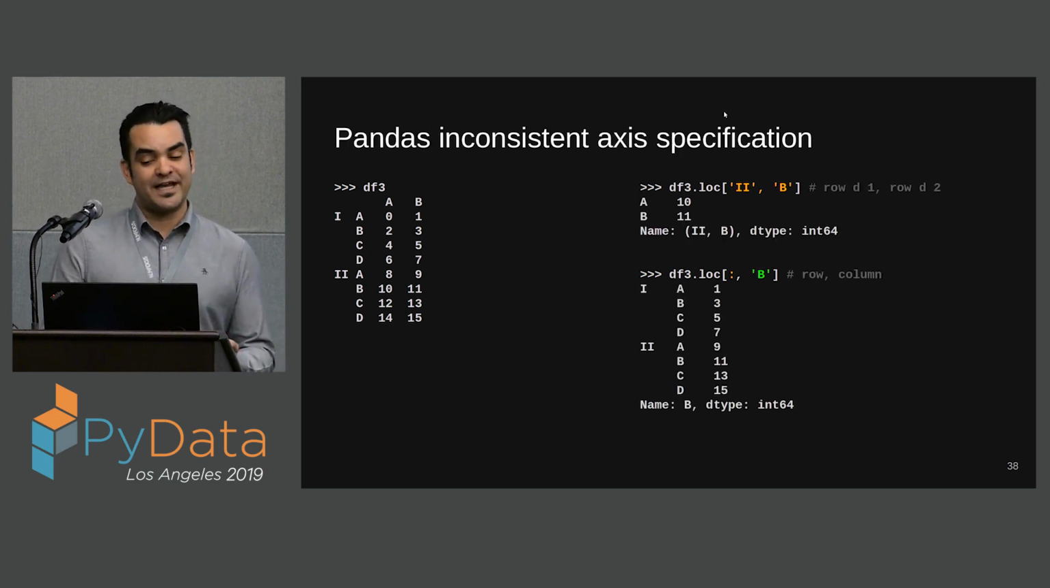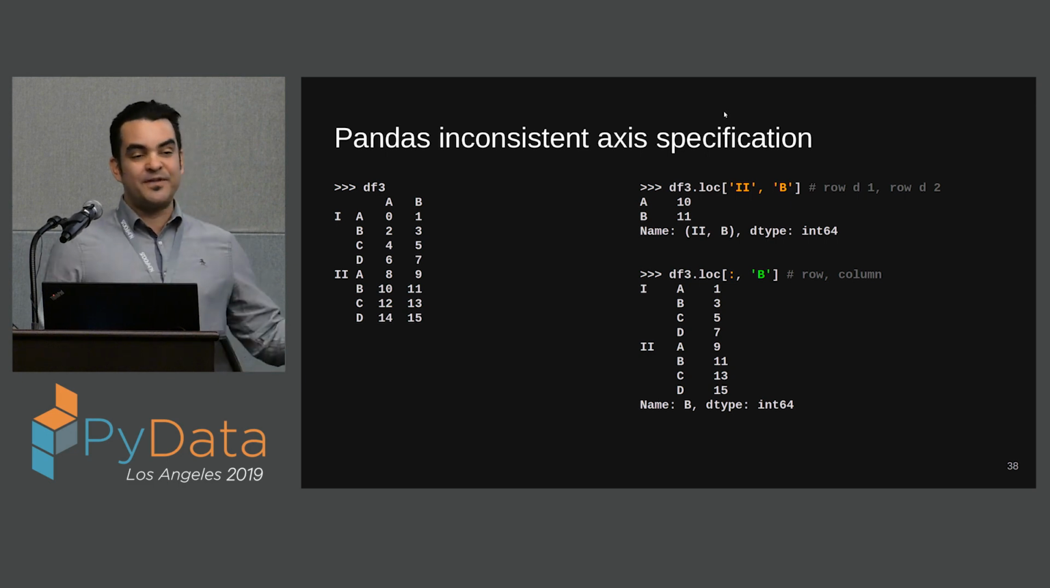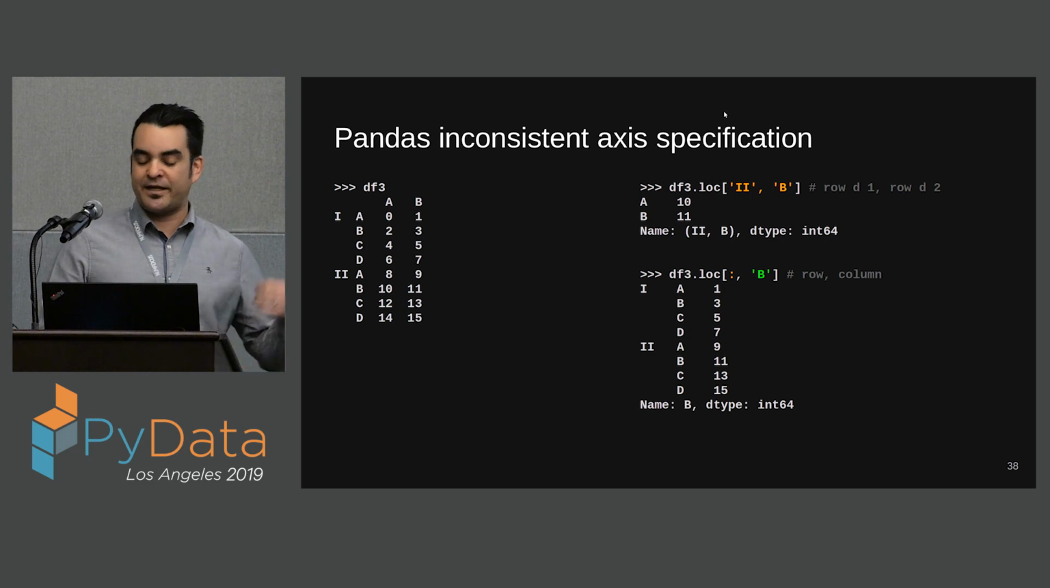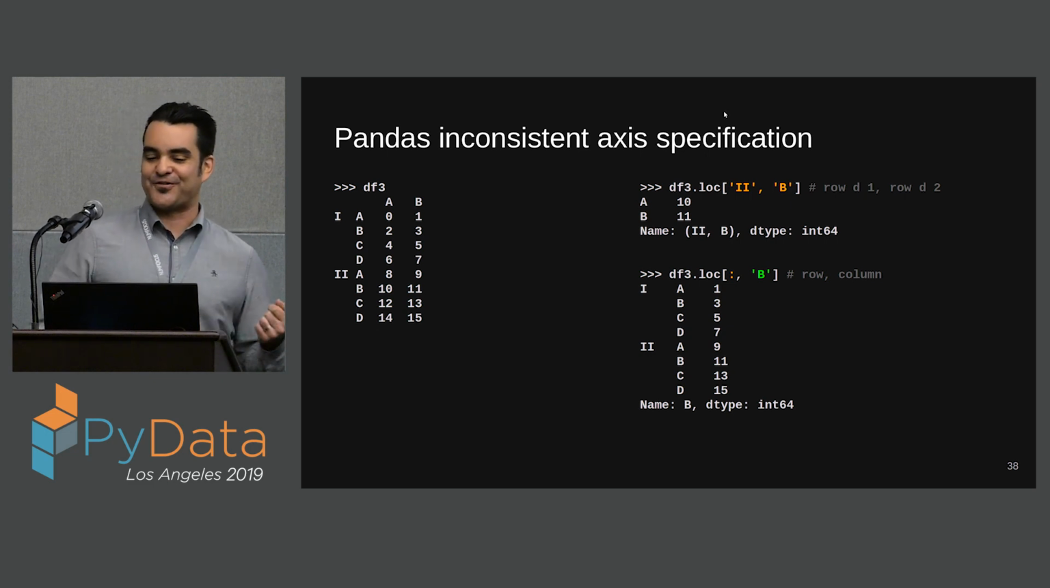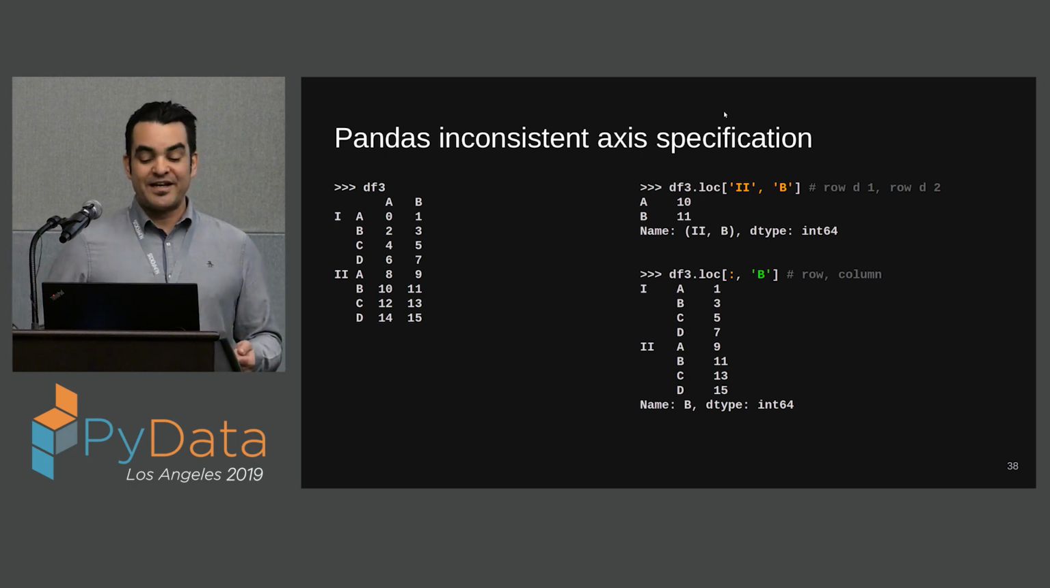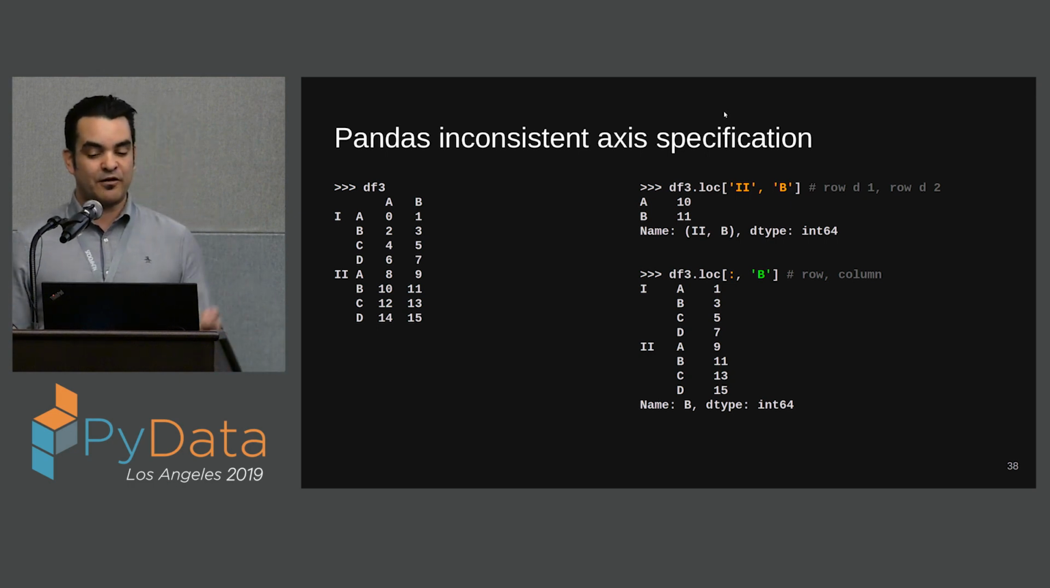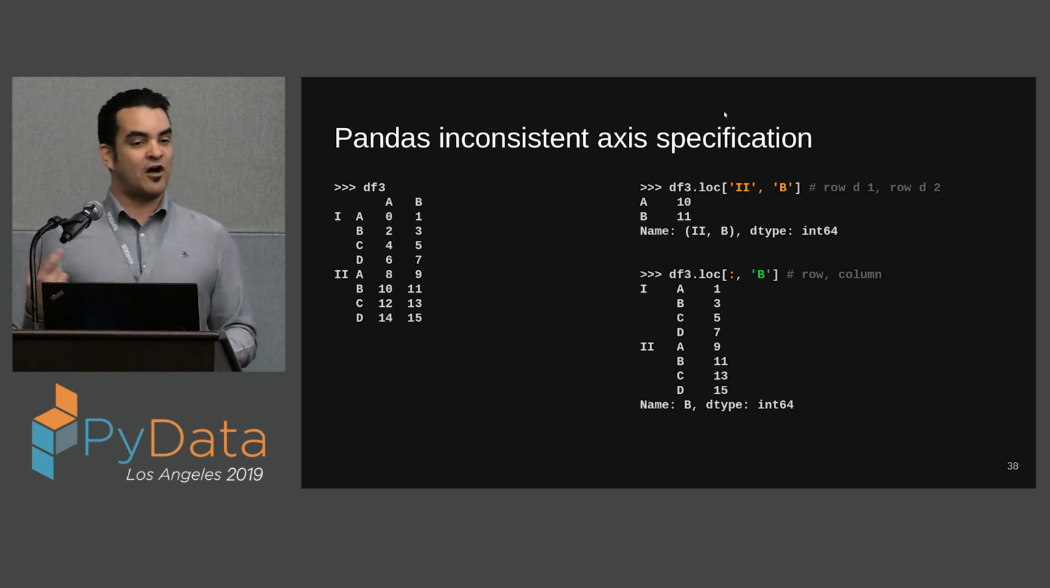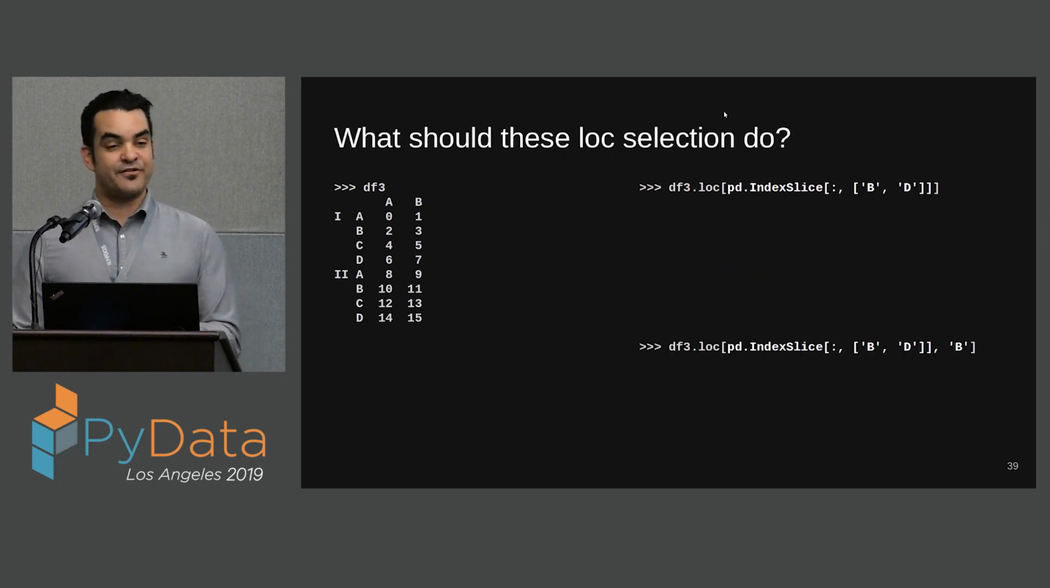Well, in the first case, we have two arguments, but those two arguments, Roman numeral 2 and B, have selected just from the rows. That violates everything that we've seen previously in NumPy, in single-axis selection, where the first argument refers to the rows, the second argument refers to the columns. Now if the first argument just happens to be a slice, now it works as we expect. We get a row selection with the first argument and a column selection with the second argument. That's inconsistent.